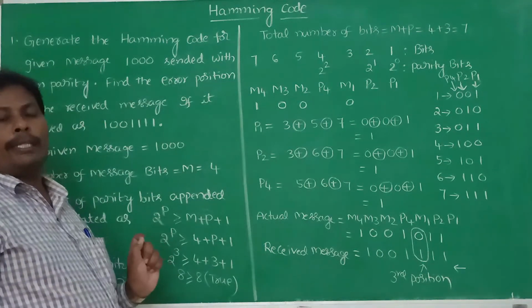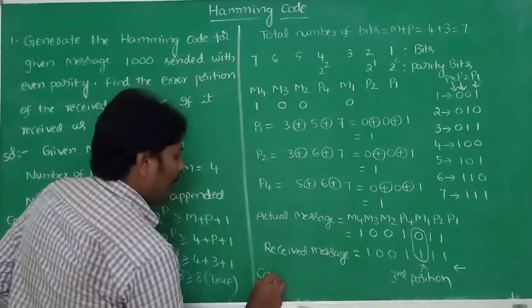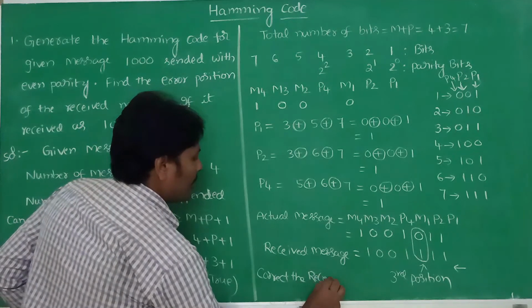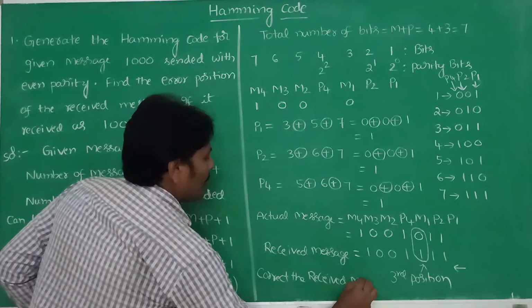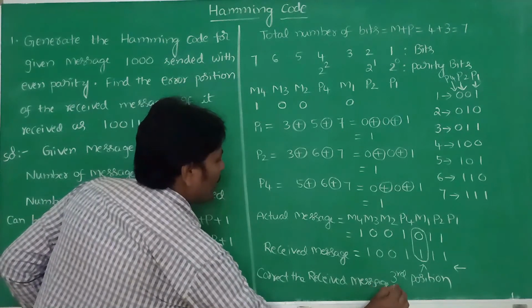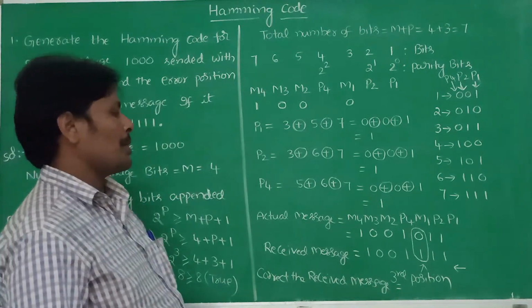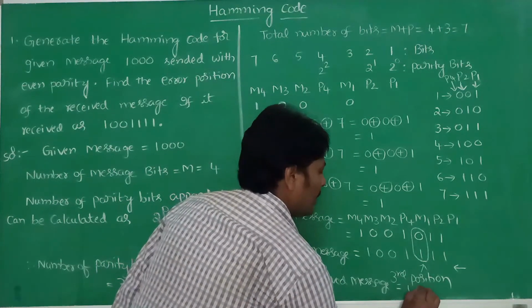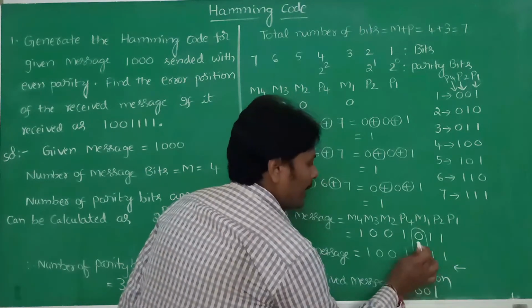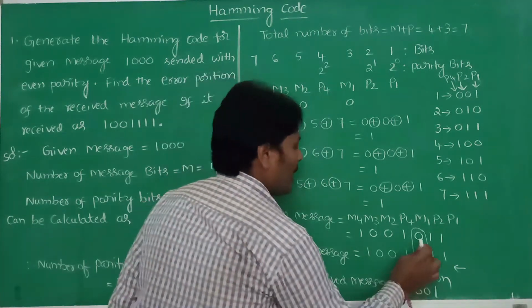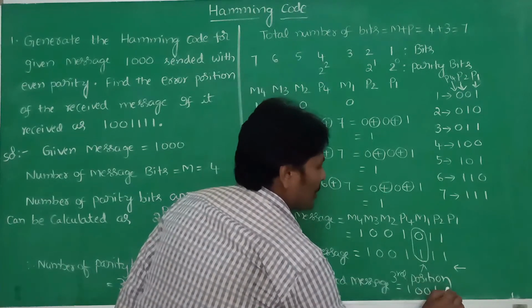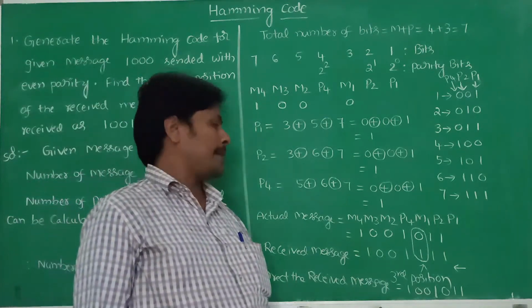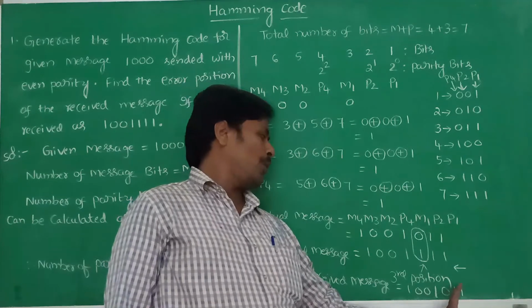Now, how to correct that error? We correct the received message. At which position we are getting the error? At that position we change the bit value. So now 1 0 0 1, here the error occurred at this position. Now we have to change the bit 1 to 0. After correcting the error, the received message is 1 0 0 1 0 1 1.